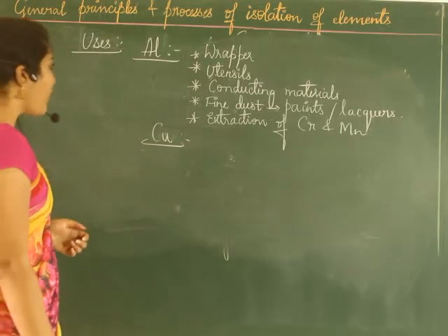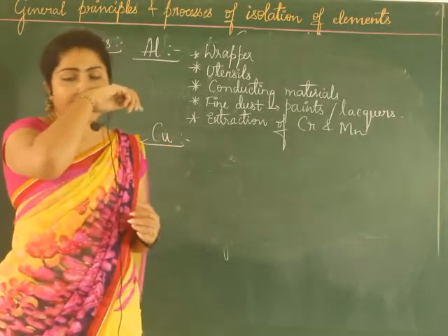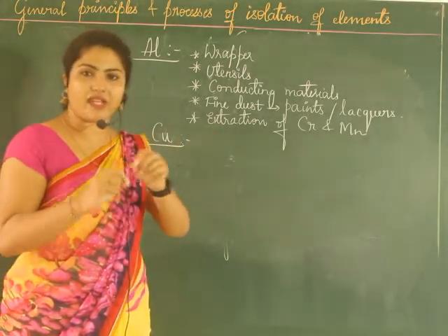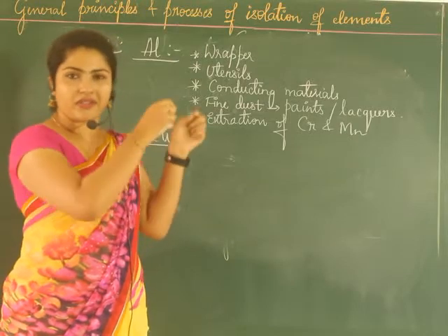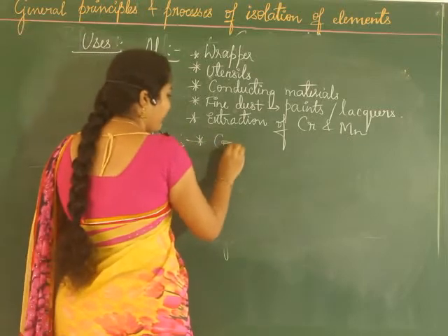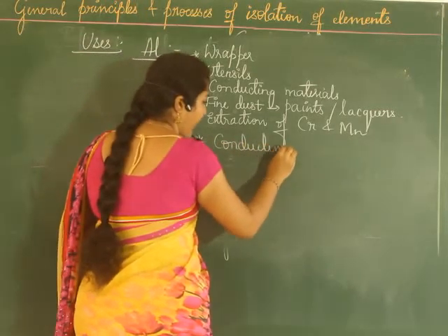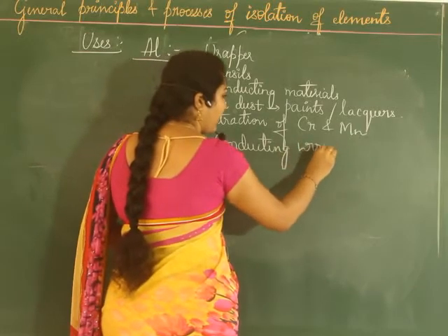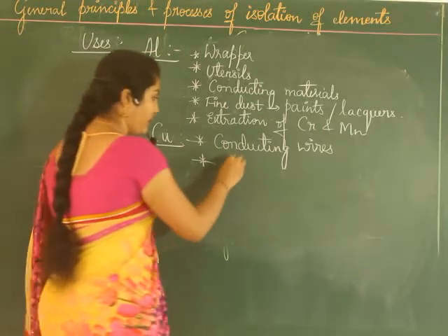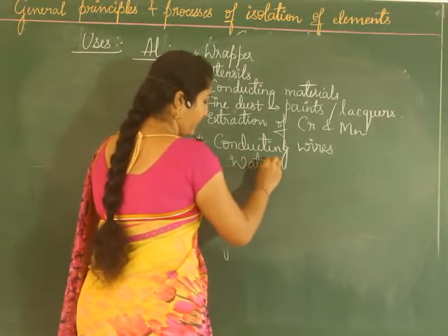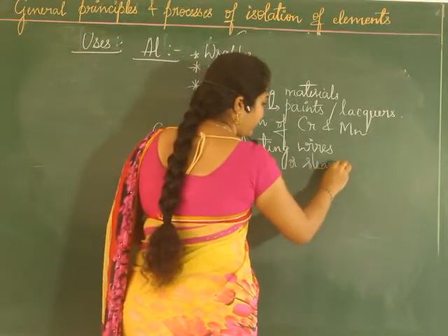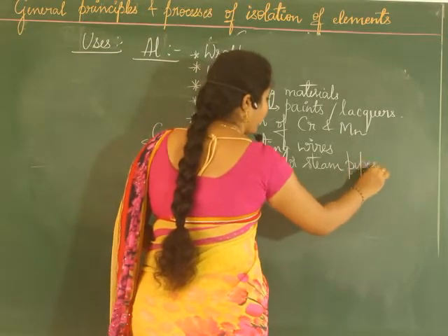As you say copper, again, what comes to your mind? There are many uses, obviously. One use is conducting wires. You have seen conducting wires for connections and all that we use. They are usually made up of copper. It is also used to make pipes, that is, for the passage of water or steam. Water or steam pipes, it is used to make pipes.